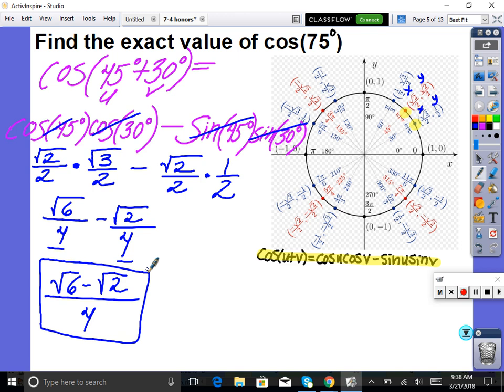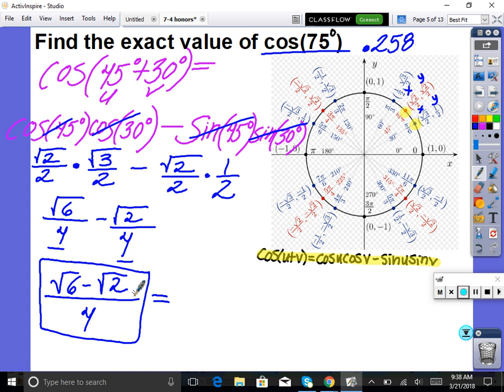Now, I want you to compare. How can we check to make sure our answer is correct? What I want you to do is make sure your calculator's in degree mode and type in cosine of 75 degrees. This is going to give you an approximate answer, but then we can at least compare it to our exact answer. So if you type that in, just give me a couple decimal places. Okay, 0.258.